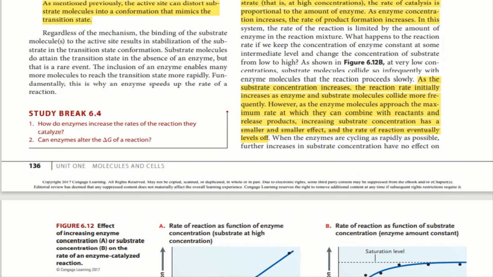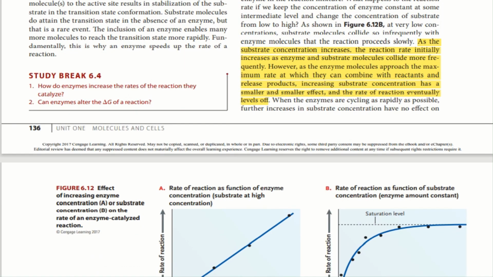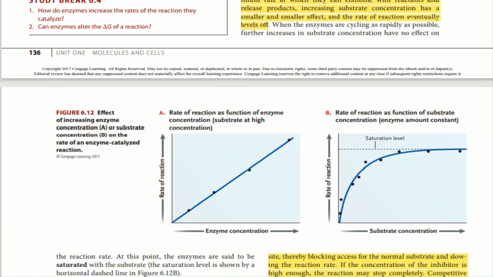As the substrate concentration increases, the reaction rate initially increases as the enzyme and substrate molecules collide more frequently. However, as the enzyme molecules approach the maximum rate at which they can combine with reactant and release product, increasing substrate concentration has a smaller and smaller effect, and the rate of the reaction eventually levels off.